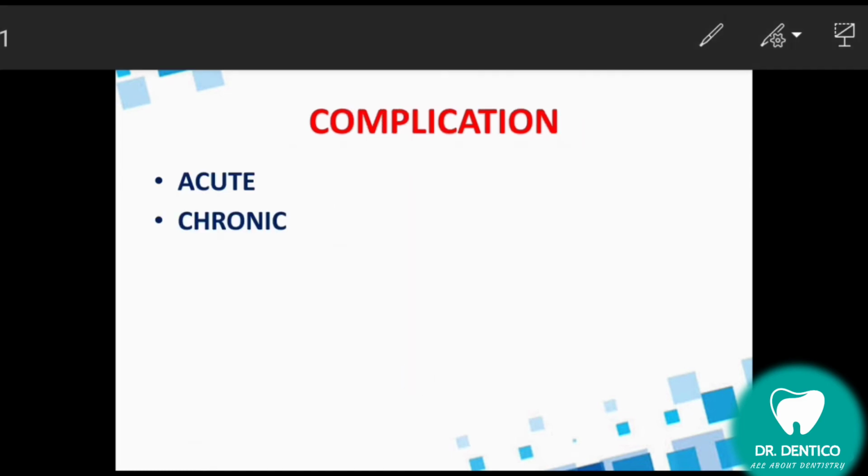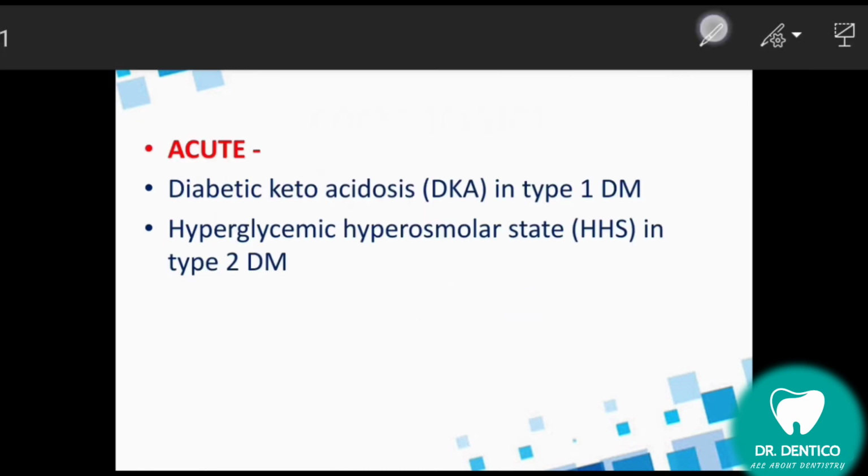Now we will see the complications. There are mainly two types of complications: one is the acute and another one is the chronic. Okay, so which complications are the acute? Diabetic ketoacidosis in type 1 diabetes mellitus. Okay, so what is diabetic ketoacidosis? It is a condition where, if insulin is not sufficient in our body, acid formation, mainly ketone, occurs. This condition is known as diabetic ketoacidosis.